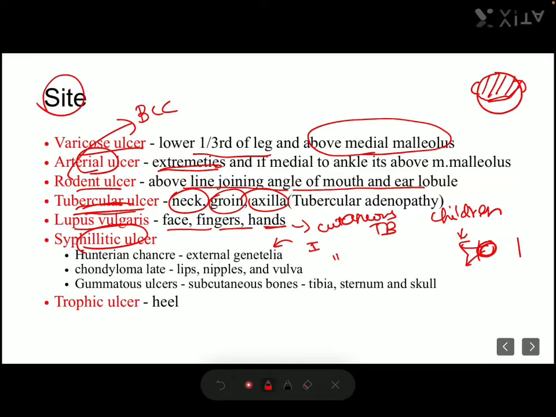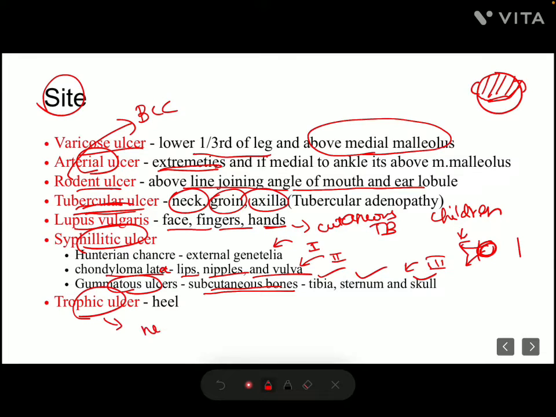In stage 2, you will get mucosal thickenings called condyloma lata. This condyloma lata should be differentiated from condyloma acuminata. Condyloma lata is present in the second stage of syphilis, and usually occurs over the lips, nipples, and the vulva. And during stage 3 of syphilis, patients develop gummatous ulcers over subcutaneous bone, like over the tibia, sternum, and skull. Trophic ulcers are caused due to neurological deficits.